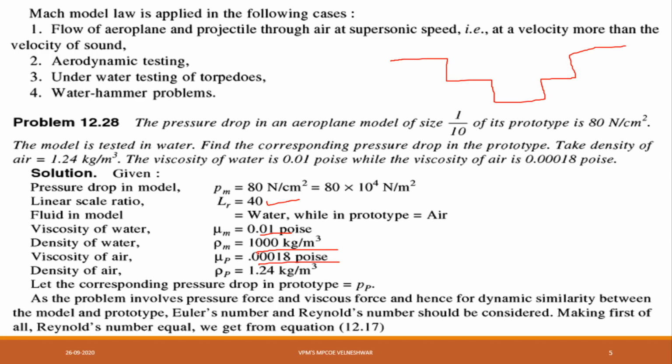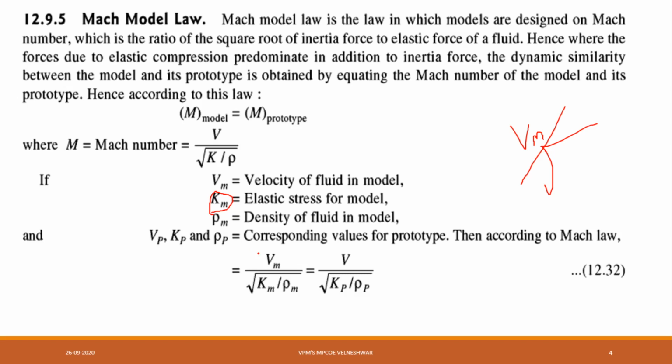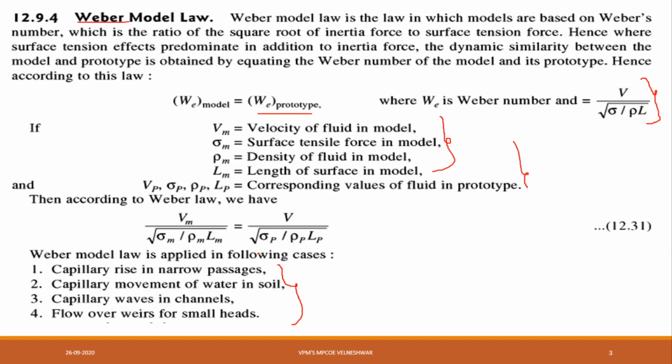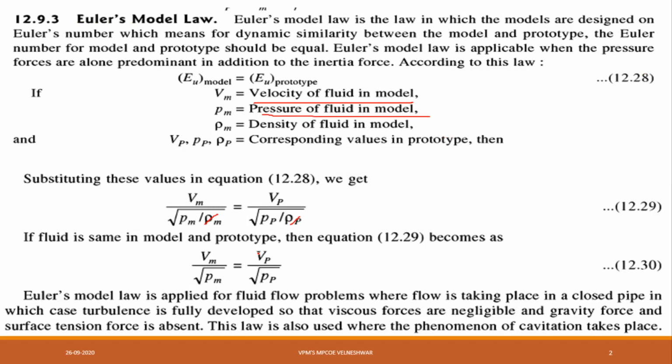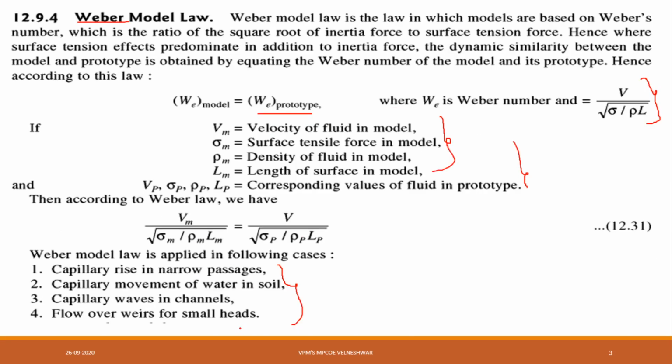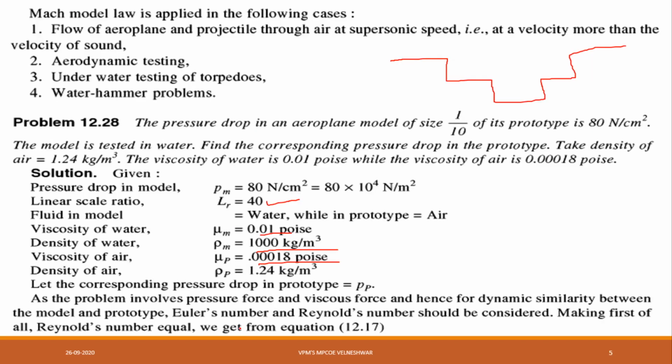So here, based on our values, we have to decide. For Mach number we would require elastic stress, but elastic stress is not there. And for Weber, surface tension is needed, but we are not given a surface tension value, so we should not use the Weber model law. Now Pp is there, rho m is there, and velocity, all values are known, so you can prefer Euler model law or Reynolds model law. Like this, based on the numerical, we have to decide.